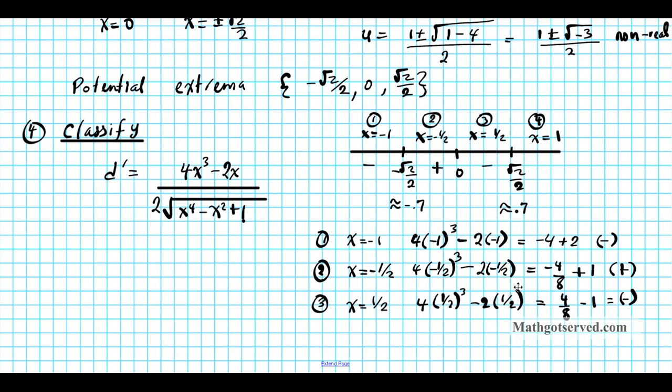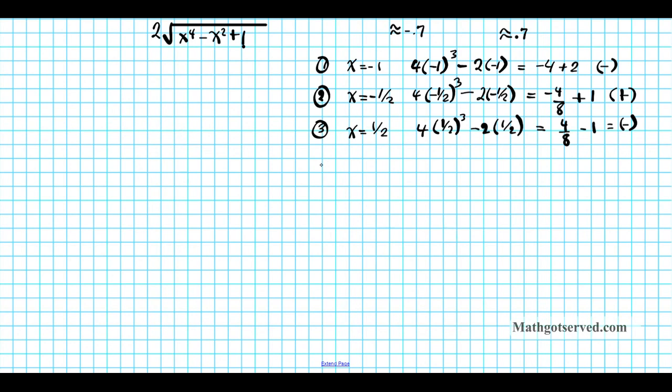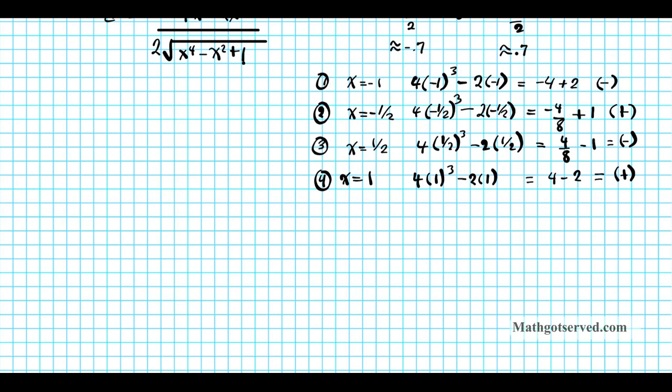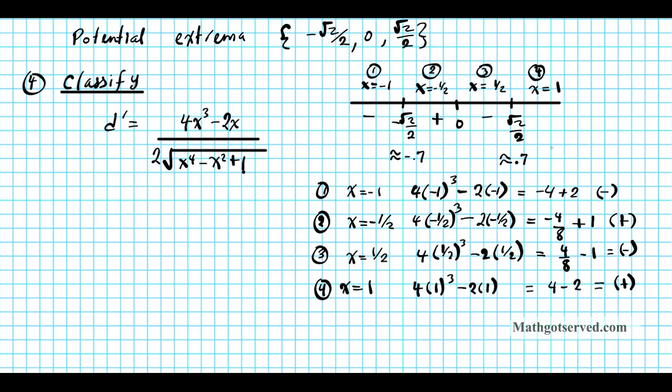Now let's examine the last interval, interval 4, where x is equal to 1. Okay, so we have 4 times 1 to the third minus 2 times 1. So we basically have 4 minus 2, which is positive. Alright, so it's positive on interval 4. So it's positive right here.